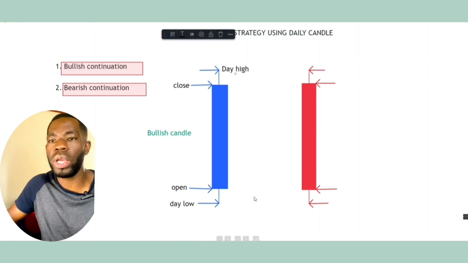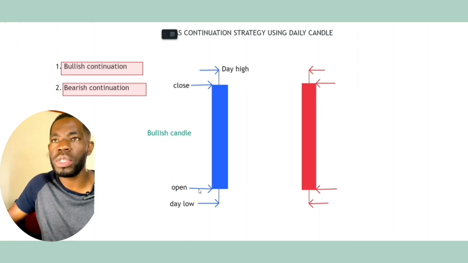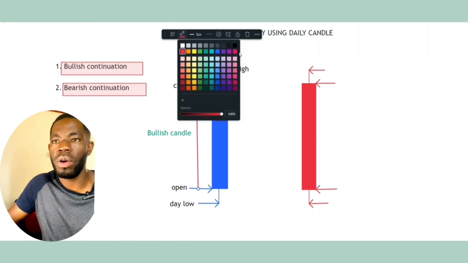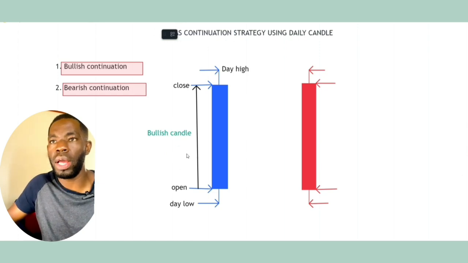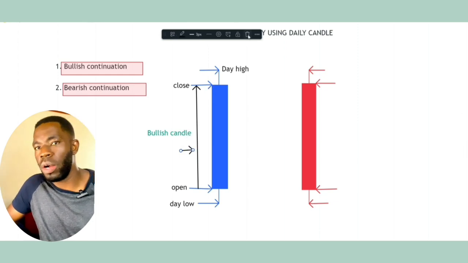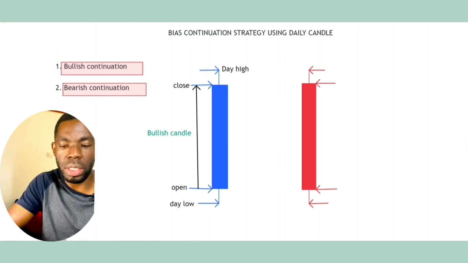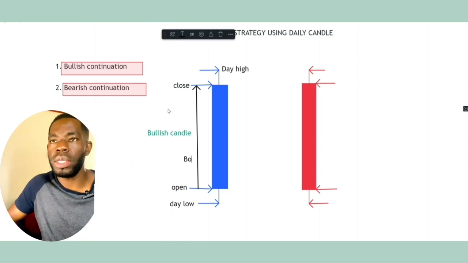And in between, from this open to this close, this is the body. Stay with me here. This is the body of the candle. From the open to the close, that whole area would be the body of the candle. I'll just indicate it there. This is the body of the candle.